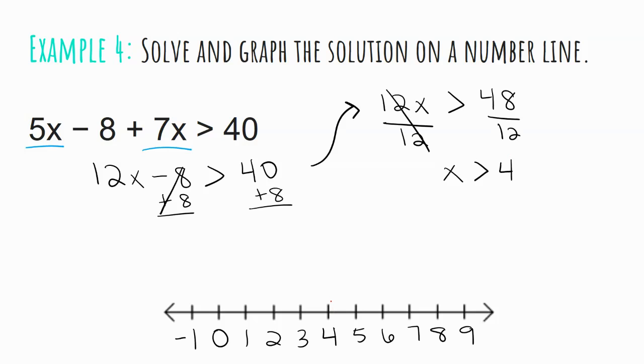Then again, we're going to put a circle at 4. And this symbol is telling me greater than. So I am going to go to the right. Now again, if that's confusing you, just look at where the arrow is pointing. Notice it's pointing to the right. Don't forget to box your answer.